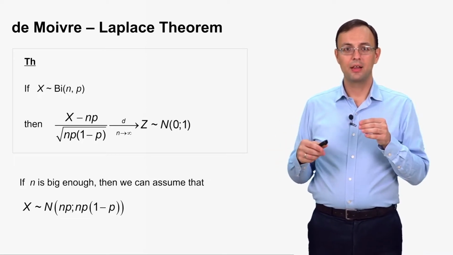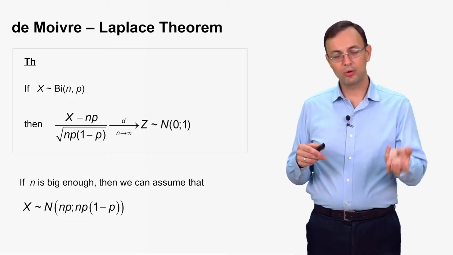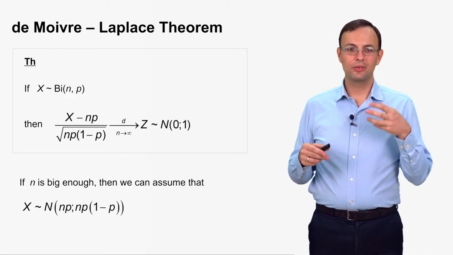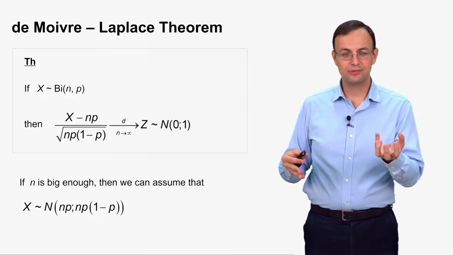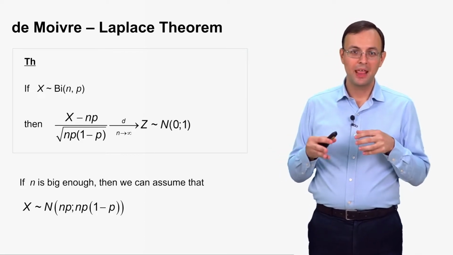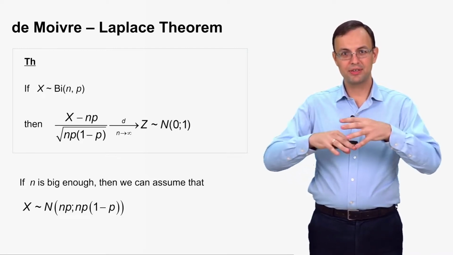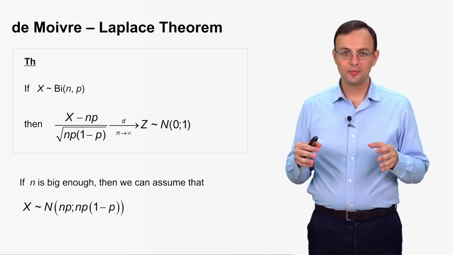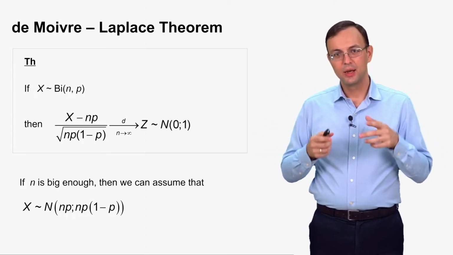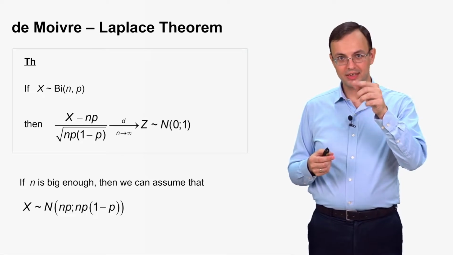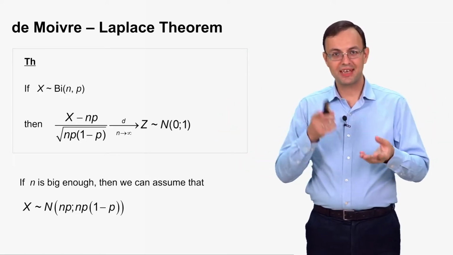So Xi can take only two values, either 0 or 1, and it depends on whether the ith trial was successful or not. So 0 for unsuccessful trials and 1 for successful ones. And if we assume that there is this set of random variables from X1 to Xn, we can say that our X, which has the binomial distribution, is equal to the sum of these Xi's.